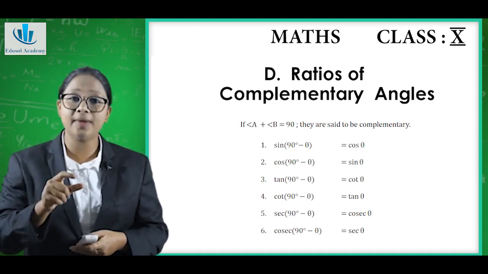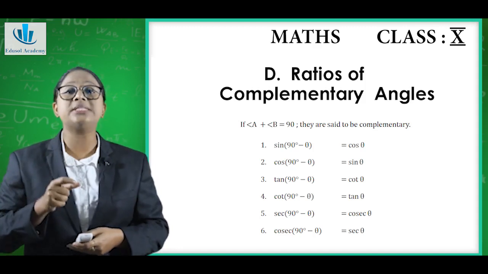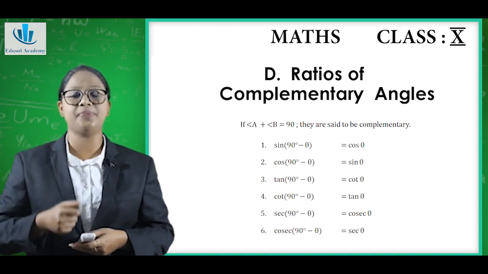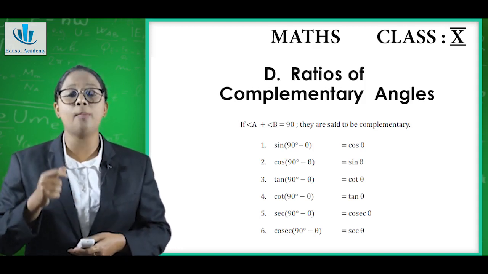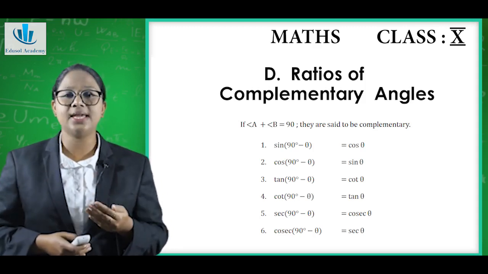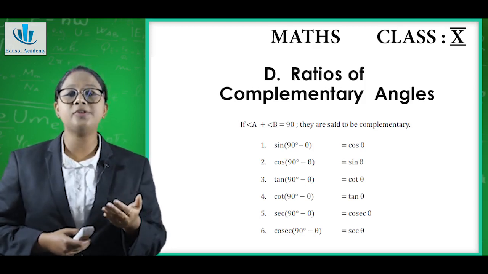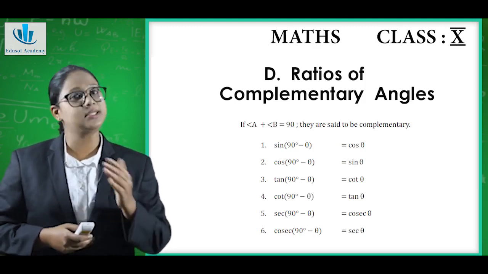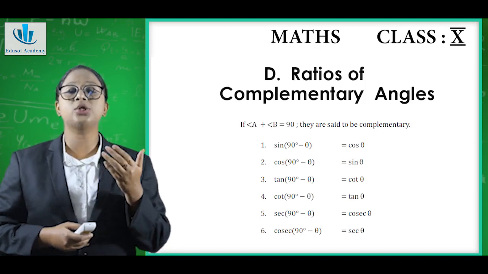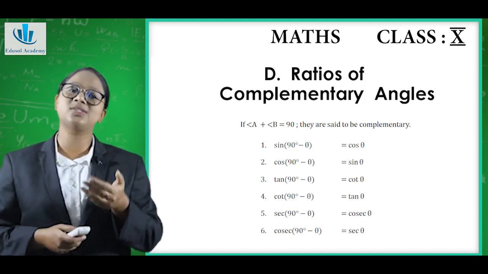Cosine is the complement of sine, cotan or cot is the complement of tangent, and cosec is the complement of secant. So with that we can understand that the complementary ratio of sine is cos, the complementary ratio of tan is cot, and the complementary ratio of sec is cosec.